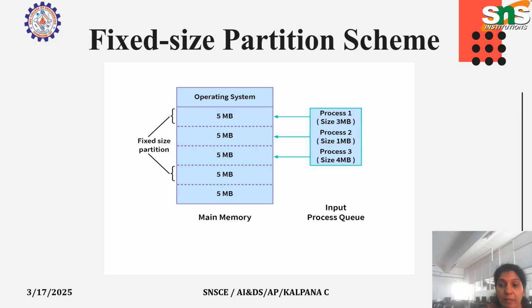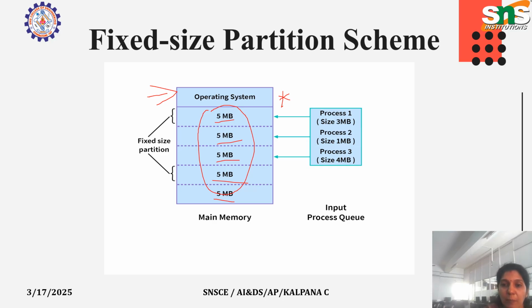This is just an example of the fixed size partition scheme. First, in main memory, the operating system is loaded, and next are your user processes. It is fixed size memory. Here they have set 5 MB, so each block can hold only 5 MB of process.